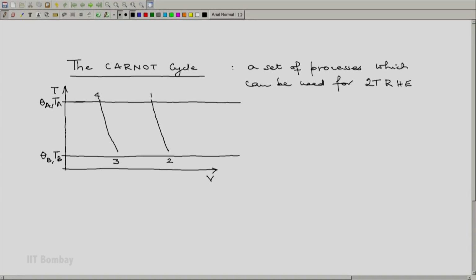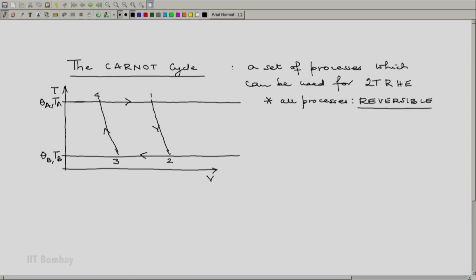Let me first sketch the cycle and then explain the processes. Of course, the way the cycle looks depends on the working fluid, but generally this is the way it will be seen. The requirements for this to be a Carnot cycle are as follows. The first and most important requirement is that all processes must be reversible. Even if a small part of the process is irreversible, it is not a Carnot cycle. There are 4 processes involved: 4-1, 1-2, 2-3, 3-4. Let us look at the specification of the 4 processes.